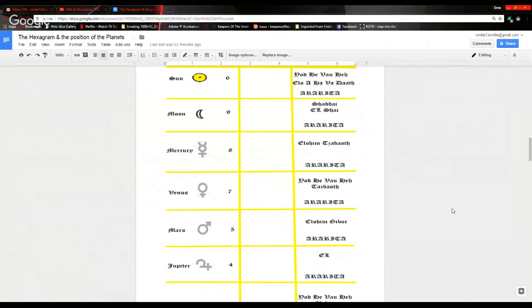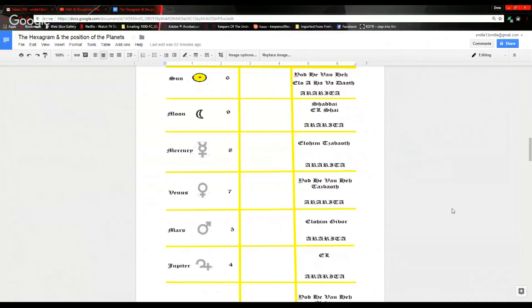Jupiter, 4, Thursday. Metal is tin, color is blue or royal blue. Gemstone is amethyst, sapphire. Scents, hortisco, saffron, all generous odors. Plant is olive or shamrock. Formula is El. Interesting.